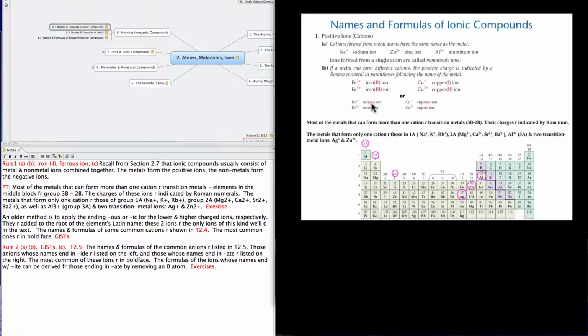An older method of naming when a metal can form different cations is to apply the ending -ous or -ic for the lower and higher charged ions, respectively. They are added to the root of the element's name. These two ions are the only ions of this kind we are going to see in the text: the ferrous ion and the higher charged ferric ion, or the cuprous ion and the cupric ion.